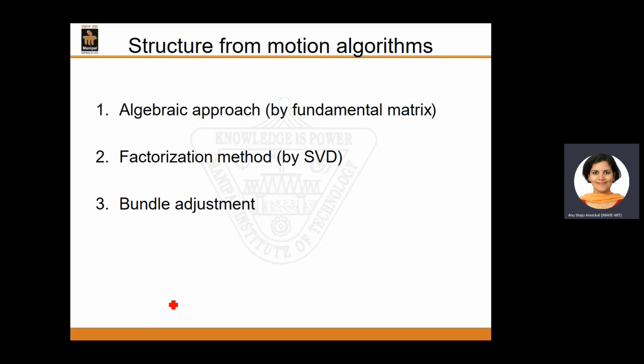Now, in order to find out the projective structure from motion reconstruction, there are basically three methods. First is the algebraic approach, that is by computing the fundamental matrix first, and it is very similar to the previous approaches we had. The second one is the factorization method using the SVD, singular value decomposition approach, and the third one is the bundle adjustment. So we'll be seeing quickly about these three types of approaches.